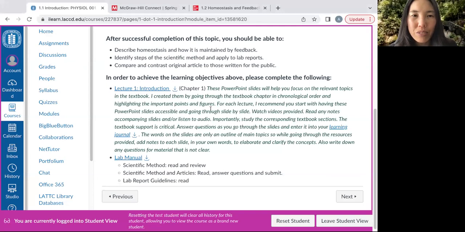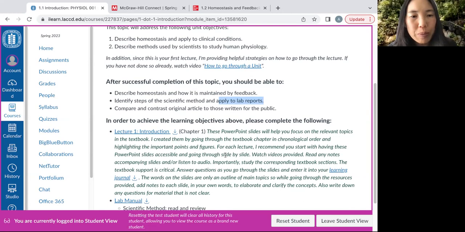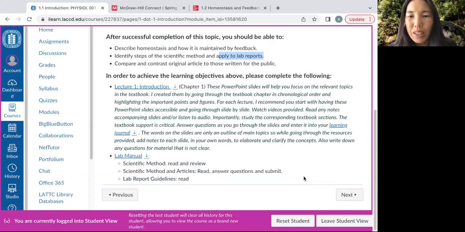So now going back to the Canvas site, notice the learning objective, describe homeostasis and how it's maintained by feedback was one of the main topics of lecture, and identify the scientific method was another main part of the lecture. Now the second part, apply to the lab reports and compare and contrast original articles for those written for the public, that comes from your lab manual. So you'll notice here that you have a link to your lab manual. And for this first topic, you'll want to read the scientific methods and articles. You'll read and answer some questions and submit, and lab report guideline. And then here's also a link to your learning journal. So that is one topic.